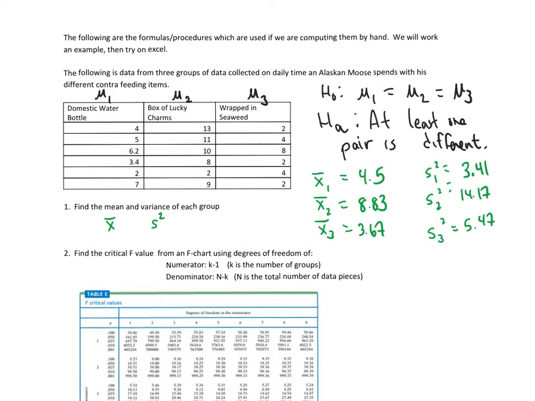So if I look at this data just very informally, you can kind of see that the second mean is bigger than the other two. We just have to see, is that convincing enough evidence to say that that mean is different than one or both of the other means?